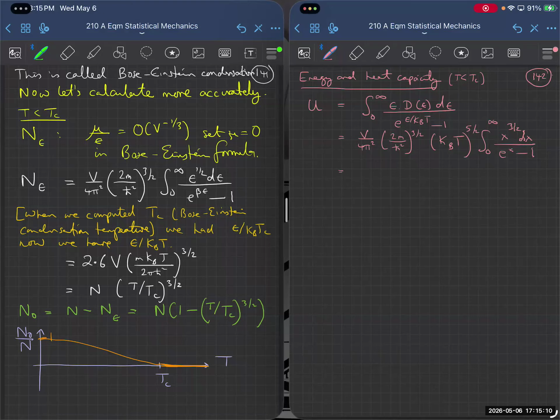And so what you end up with then is 0.77 N kB T times T over Tc to the power... I think there's a mistake here in my notes. I think it's 5/2. Okay, and then if I work out the heat capacity, you end up with 1.9 N kB times T over Tc to the 3/2.